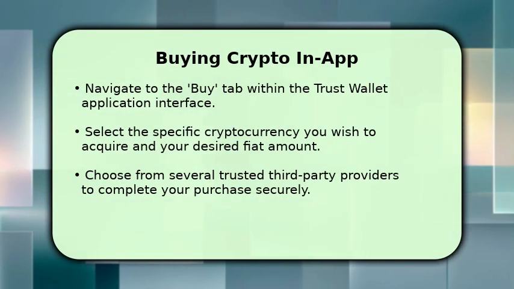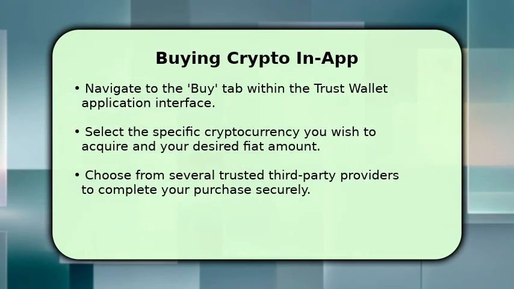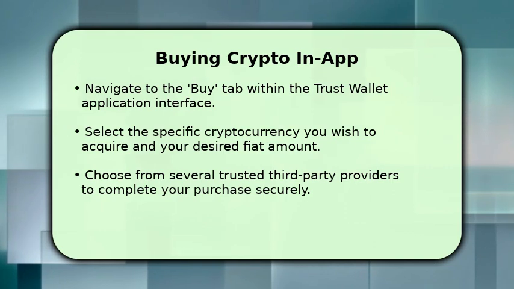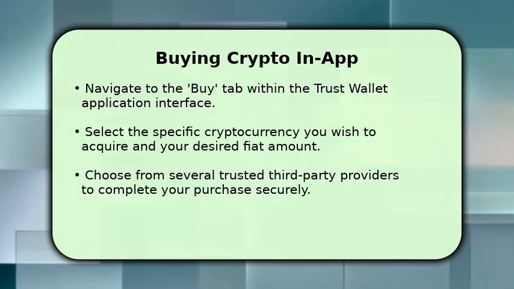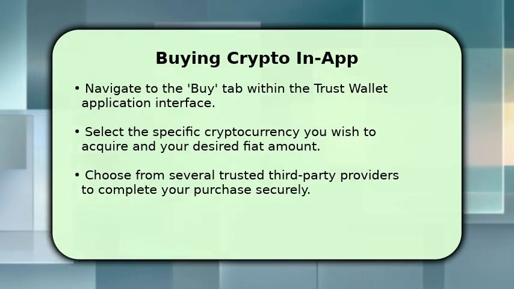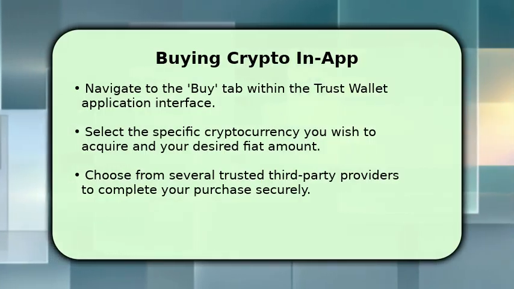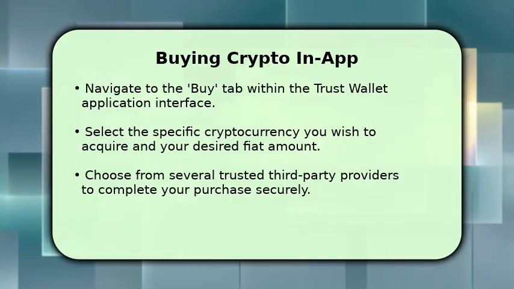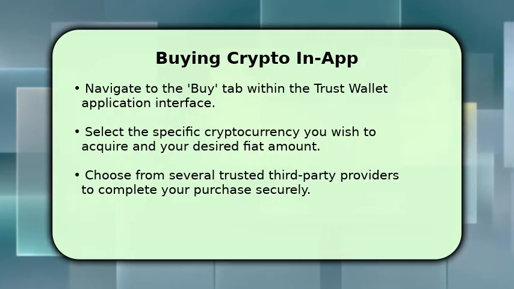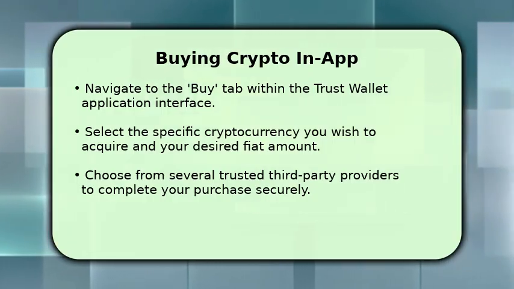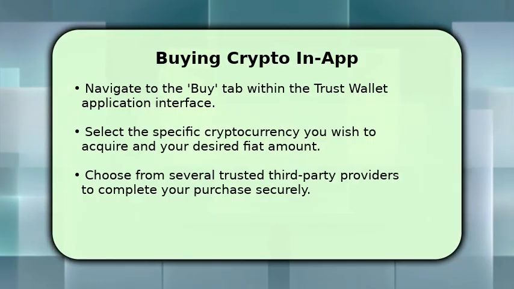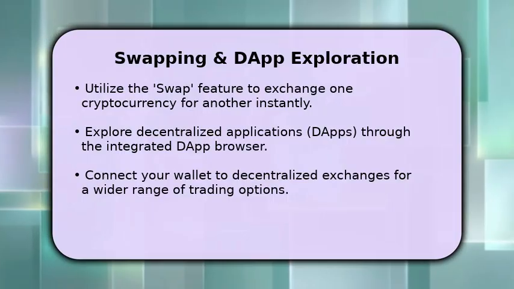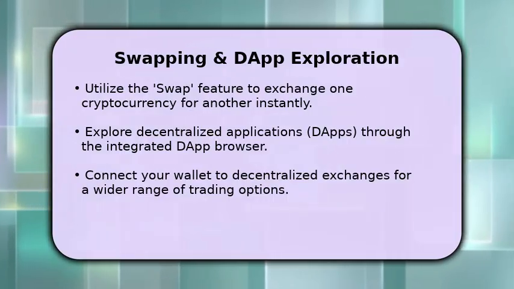To buy cryptocurrency directly within Trust Wallet, simply tap on the Buy tab located at the bottom of your screen. Here, you can select the specific coin you want to purchase, like Ethereum or BNB, and enter the amount in your local currency. Trust Wallet partners with several reputable third-party providers, such as Simplex or MoonPay. Choose your preferred provider, follow their on-screen instructions, and complete the transaction securely. It's a straightforward process.